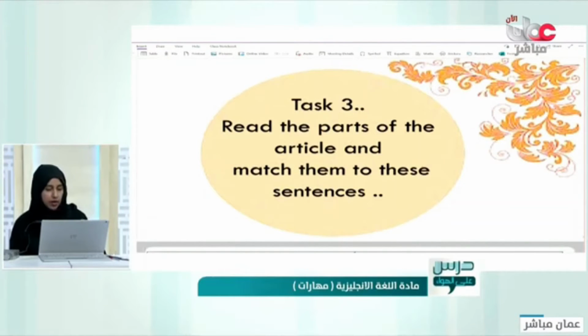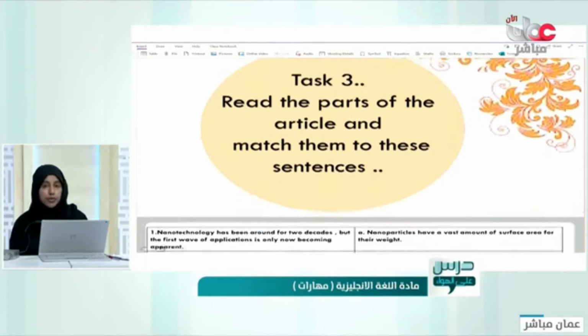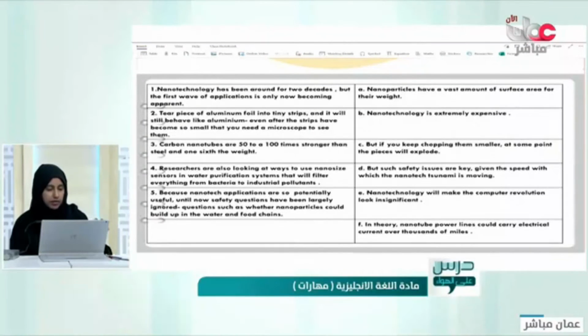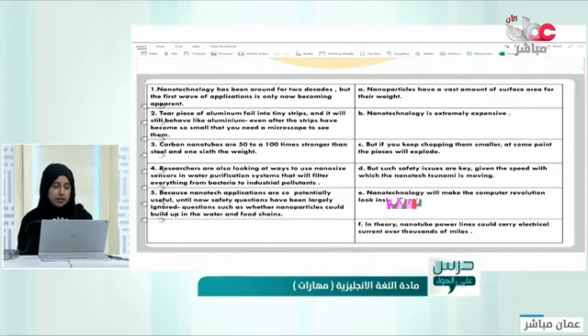And here in task number 3, you have it: read the parts of the article and match them to these sentences. Here in the book, you have a text related to nanotechnology. I adapted the question like this. Why? Because I want you to read the sentence and try to understand the relationship between these two parts of sentences. Sometimes in exams, especially, you have to be careful. You need to underline the key word, sometimes a phrase, sometimes a word, sometimes a meaning. Is there any relation? Yes, so here I can combine these two parts.